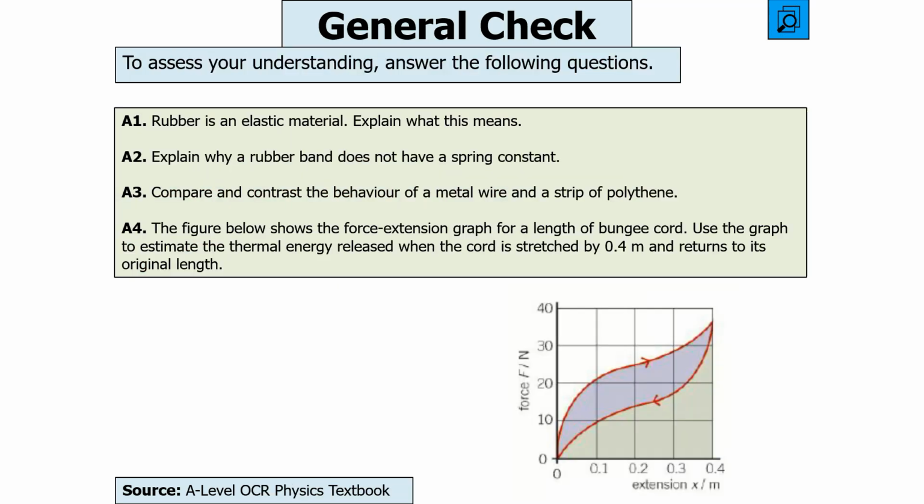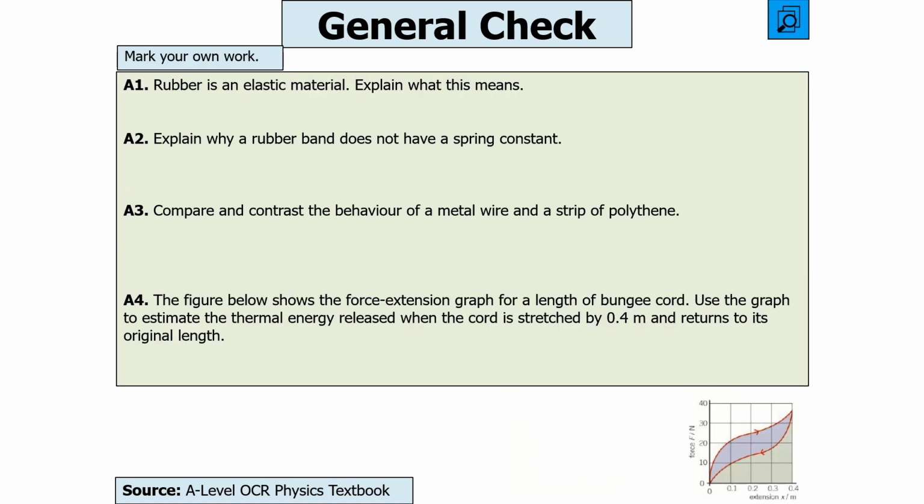The next question says, rubber is an elastic material. Explain what this means. Then, explain why a rubber band does not have a spring constant. Compare and contrast the behaviour of a metal wire and a strip of polythene. And then the figure below shows the force extension graph for a length of bungee cord. Use the graph to estimate the thermal energy released when the cord is stretched by 0.40 meters and returns to its original length. So pause the video now, then unpause the video when you want to go through your answer.